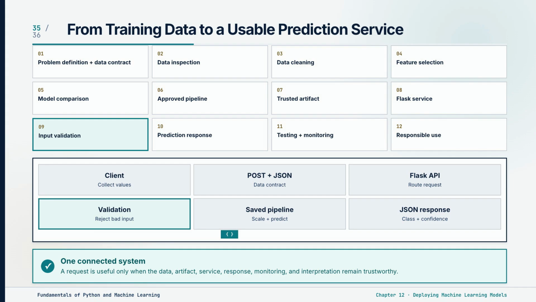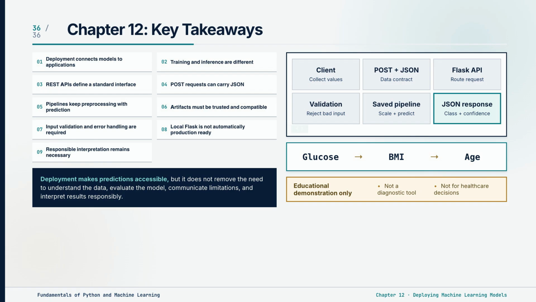Let's summarize Chapter 12. Model deployment makes a trained model accessible to another application. Training uses historical data to learn model behavior, while inference applies that learned behavior to new observations. A REST API provides a standard interface that can be used by command line tools, desktop applications, mobile applications, and web clients.